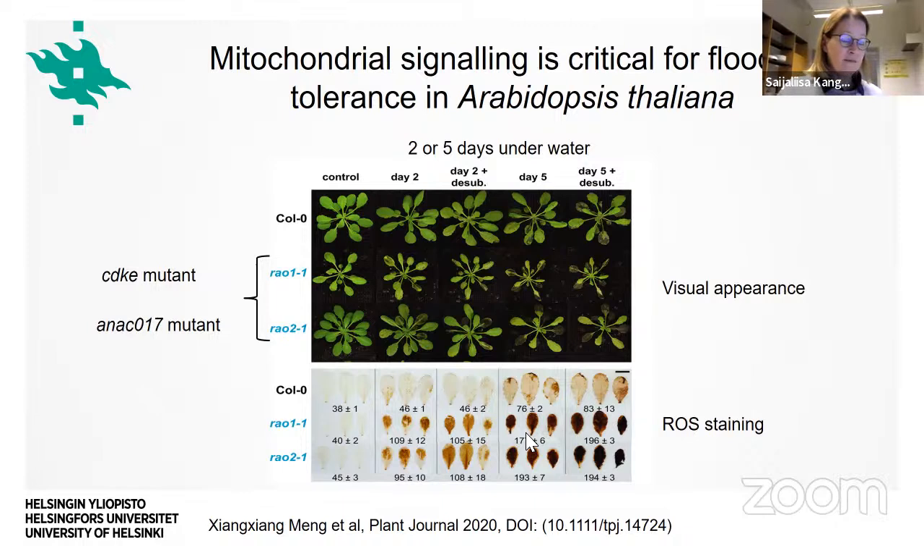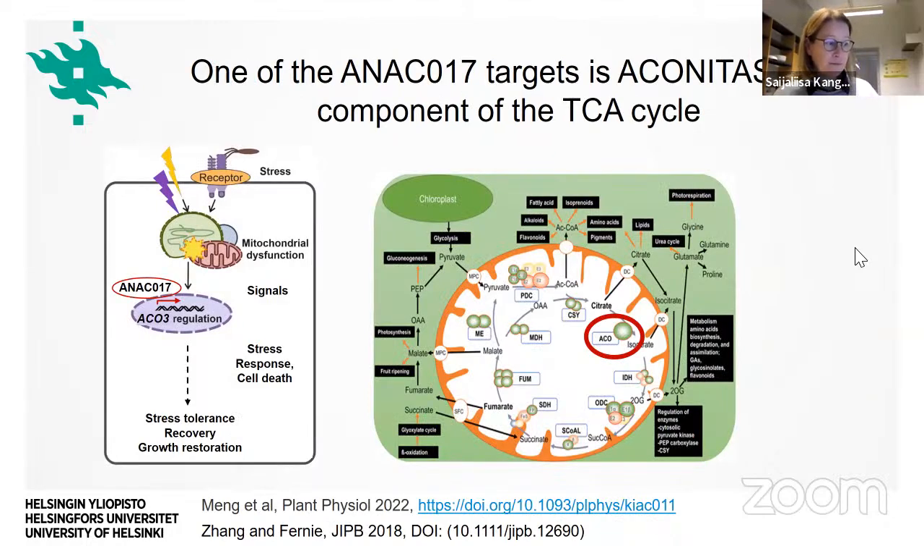So the Wieland group then took some efforts to understand what kind of components might be involved in this response. And just like in us, when we suffer from hypoxia, these plants are starting to suffer hypoxia underwater, and there may be severe effects to mitochondrial components. And the Wieland lab then found that one of the transcriptional targets for this NAC17 transcription factor is aconitase 3, one of the key enzymes in the tricarboxylic acid cycle.